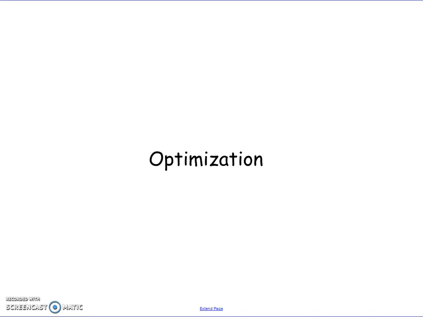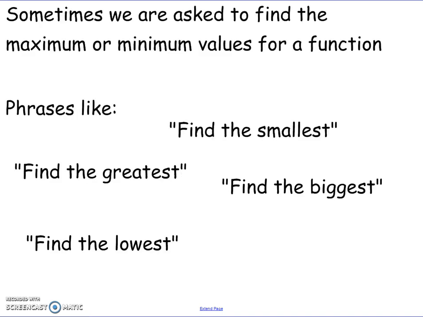Now, when we're looking at this, there's a couple of key things to remember. The first thing is that when we're asked to calculate the maximum or minimum values for a function, there's certain phrases or words that can be used. So things like find the smallest, find the greatest, find the biggest, find the lowest, asking you to find an extrema somehow. So a maximum or a minimum of a scenario. These are the kind of things that as soon as you see them, instantly you should think, right, I'm going to have to do a bit of optimization here. Let's think at how we differentiate and what that actually means.